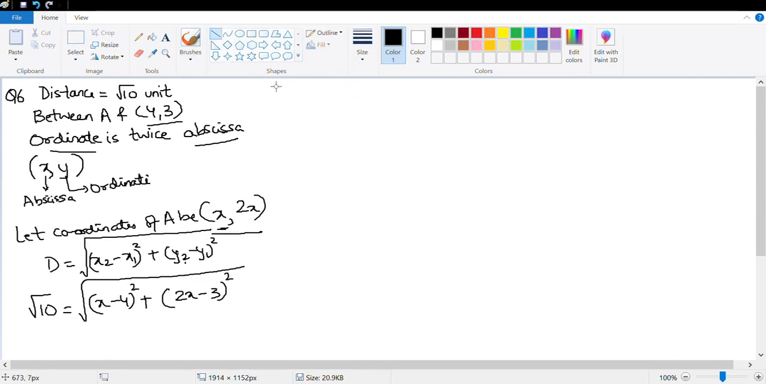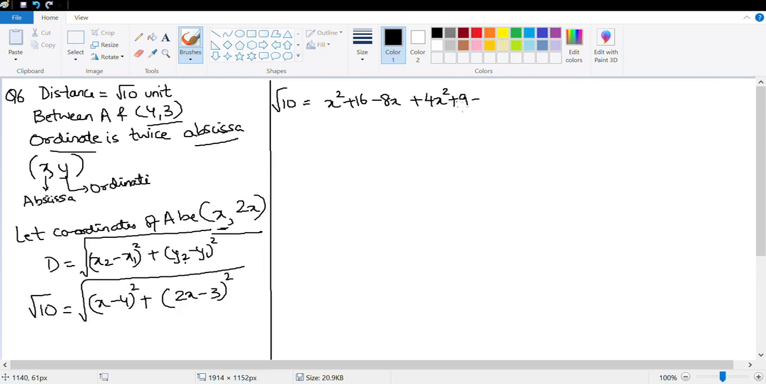Let's move and solve this. Let's open this bracket and see how it works. So root 10 will be equal to the square root of x square plus 16 minus 8x plus 2x whole square, that's 4x square, plus 3 square, that's 9, minus 2 into 2x into 3, that's negative 12x. Squaring both sides, I get 10 is equal to x square and 4x square, that's 5x square, negative 8x and negative 12x, that's negative 20x, and 16 and 9, so that's plus 25.